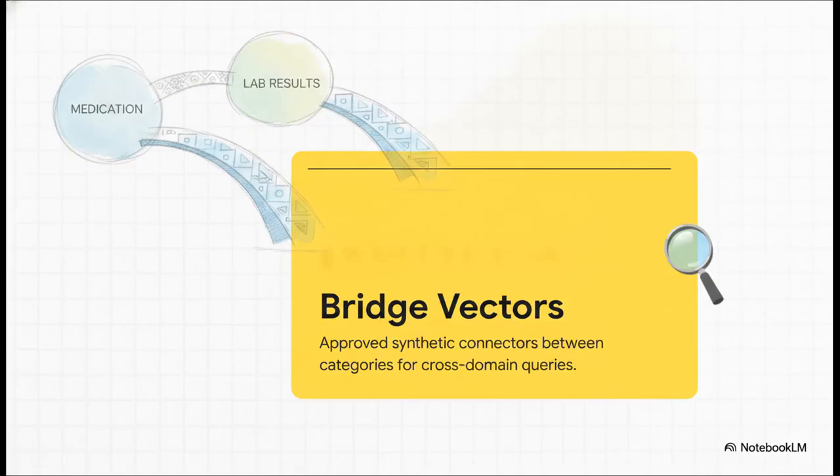But wait. You might be wondering, what if a user asks a cross-domain question? Like a clinician might legitimately need to ask something that spans both medication and lab results. Well, that is where bridge vectors come into play. These are approved synthetic connectors between different category communities. So while our boundaries are super strict, we can still build deliberate, approved border crossings. You explicitly configure a link between, say, medication and lab_results so the system can answer a holistic question. But it does it without letting the whole category system collapse back into one messy blob.